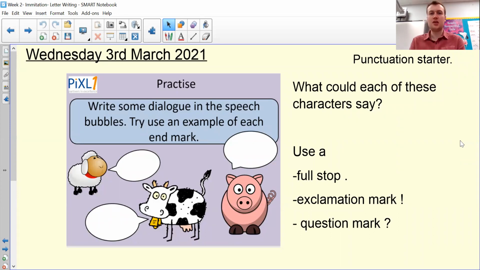We are going to start with just practicing our speech, okay? So we're going to write what we think the sheep is saying, the cow is saying, and the pig is saying. Remember your speech marks. Try and have one that uses a full stop, one that uses an exclamation mark, and one that uses a question mark. One for each one. And remember your capital letter. It will annoy me if there's no capital letter. Off you go.